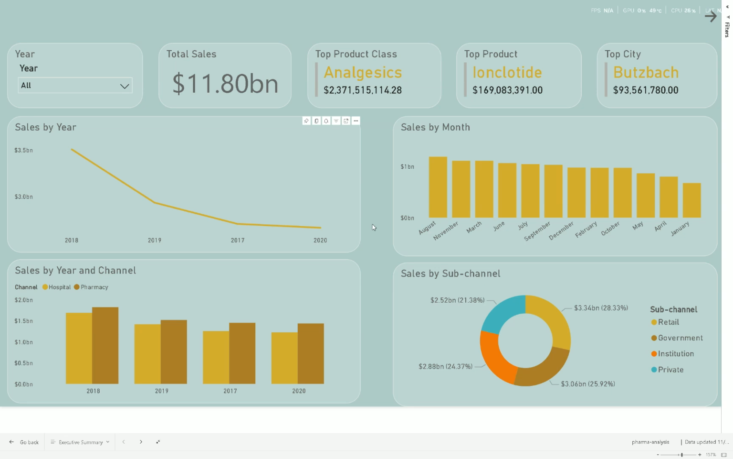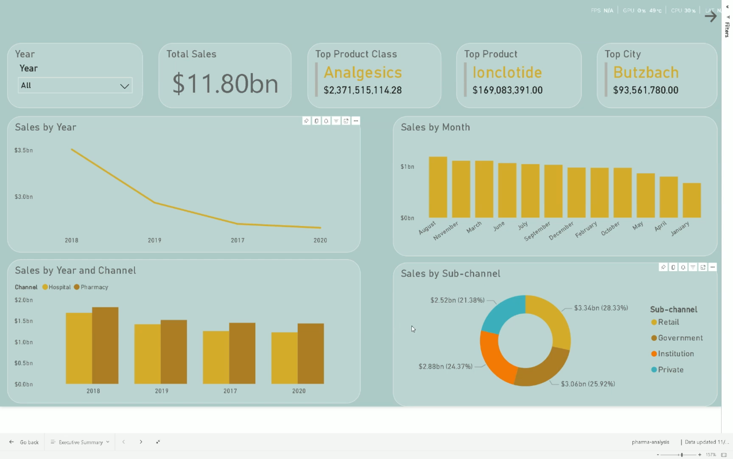Next is channel and sub-channel contribution charts. So below that we have sales by year and channel. This clustered bar chart compares sales between the hospital and pharmacy channels. The y-axis represents sales, and the legend represents the channel type. We can clearly see that the hospital sales are consistently higher every year. This suggests that most revenue comes from institutional bulk orders rather than retail purchases.